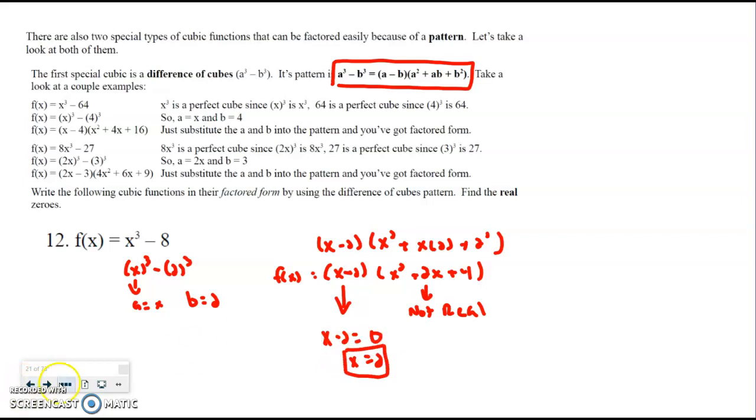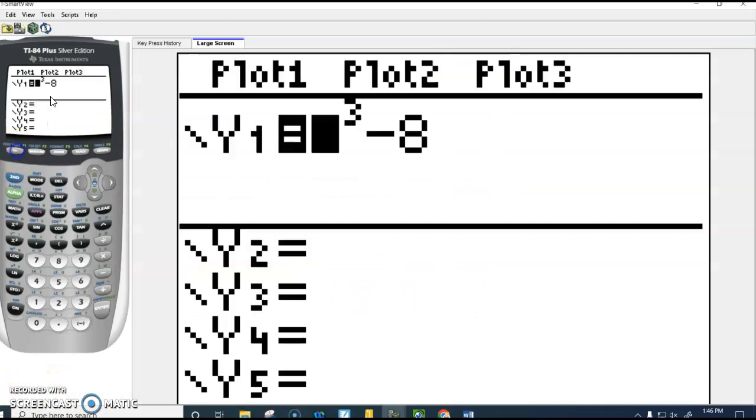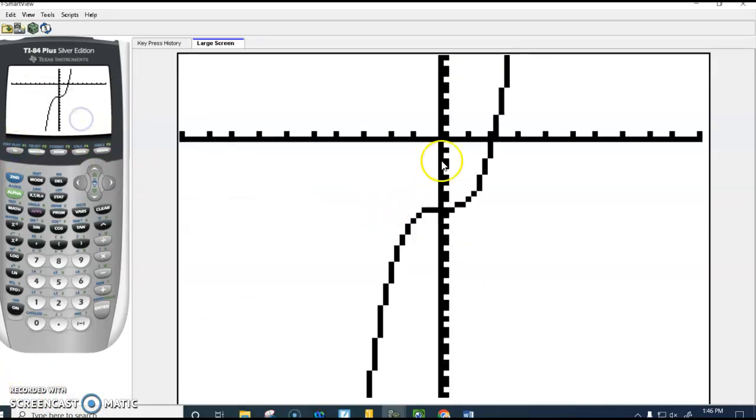If I were to look at the graph, I did type in x cubed minus 8. And when I look at the graph, you can only tell that it hits the x-axis once. So there is one real 0. There is some other stuff going on, and we will talk about that and what that means when we talk about complex numbers next week.